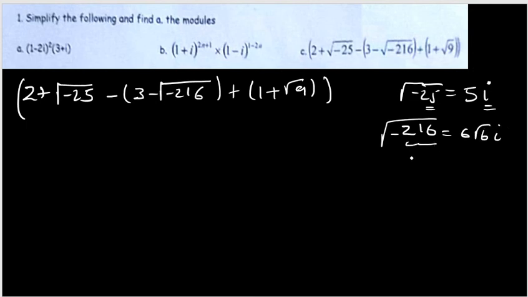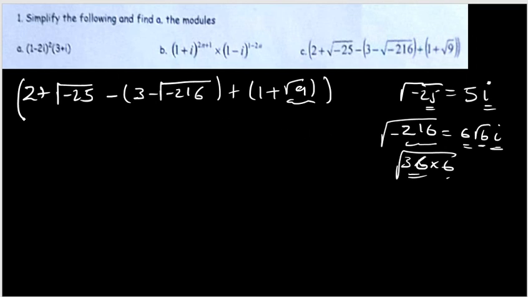216 by itself is 36 times 6, and the square root of 36 will be 6, and the 6 remains inside, and because of the negative, it will be i here. And this one, radical 9 is just 3, 3 plus 1 will be, obviously the whole thing will be 4. So let us connect it now.